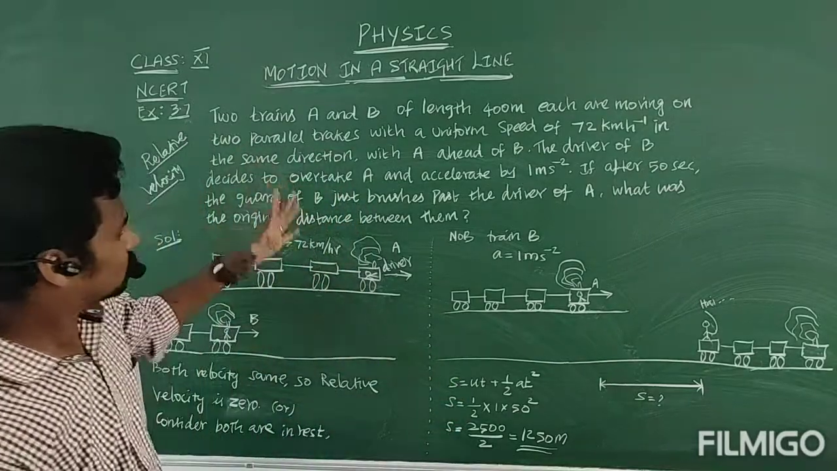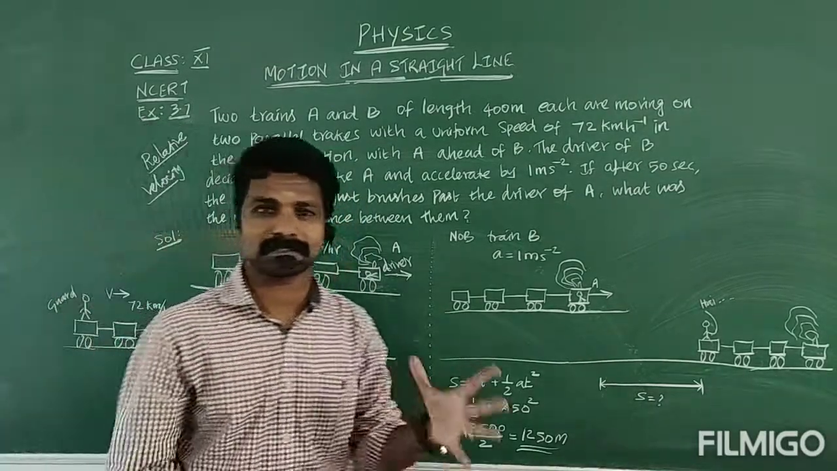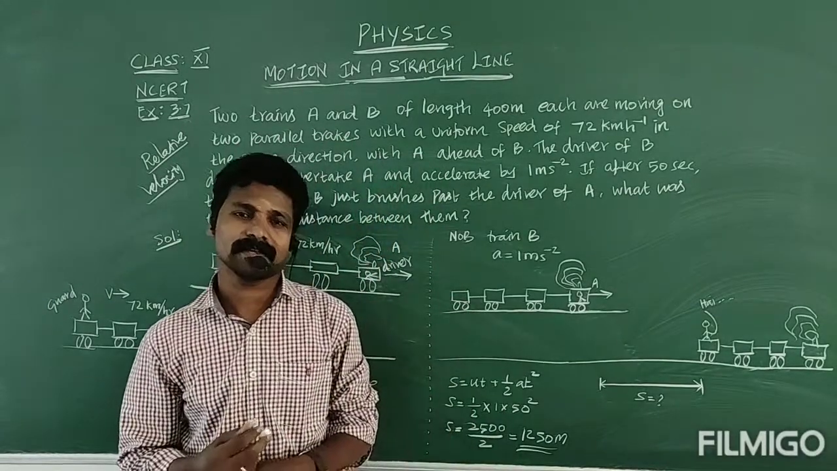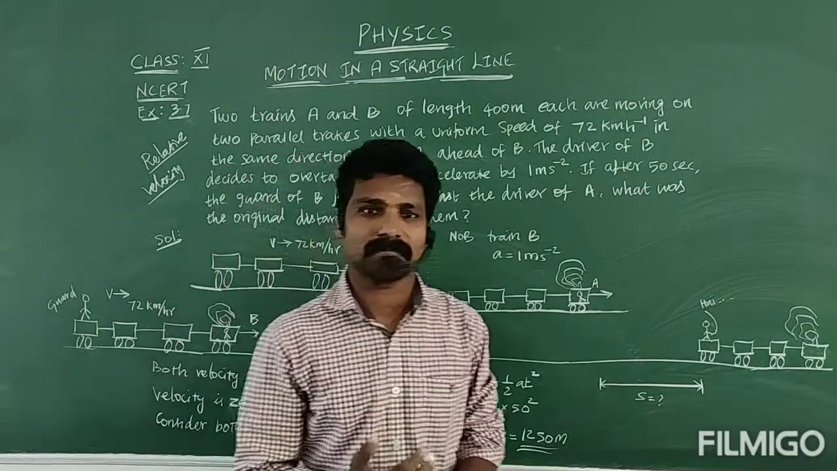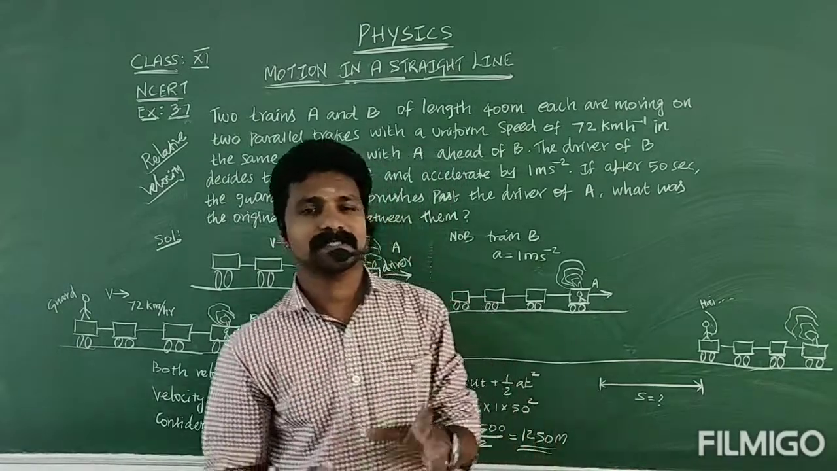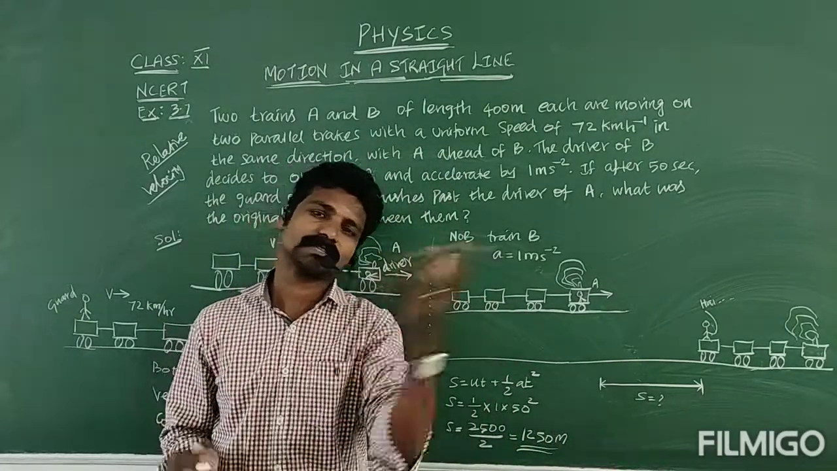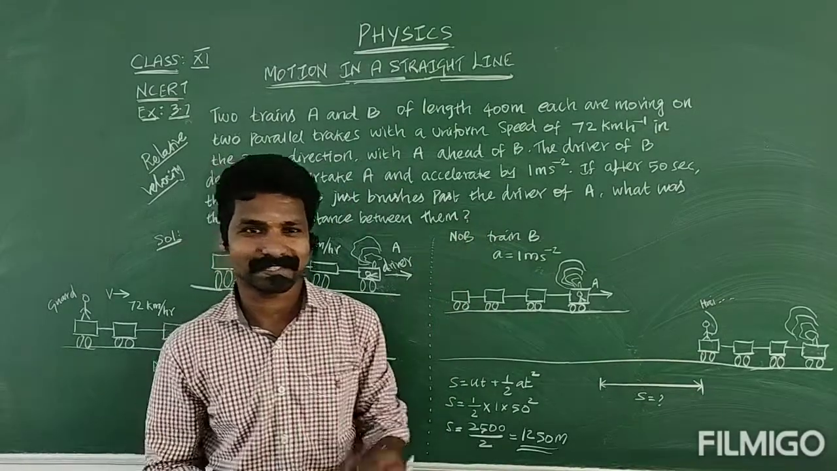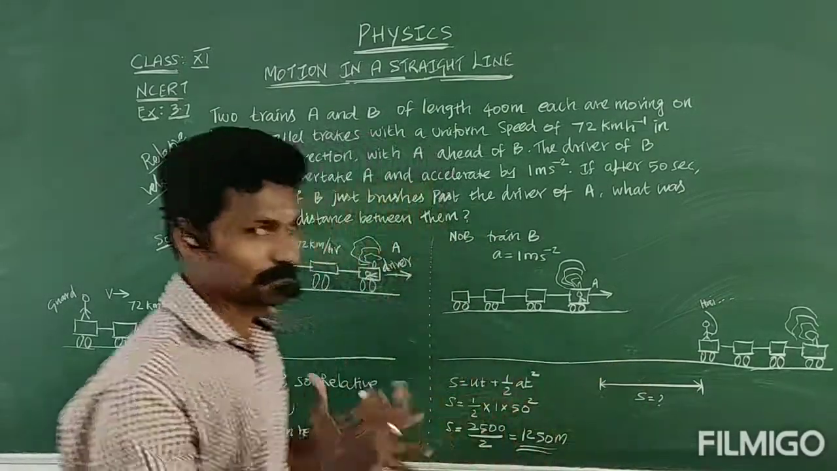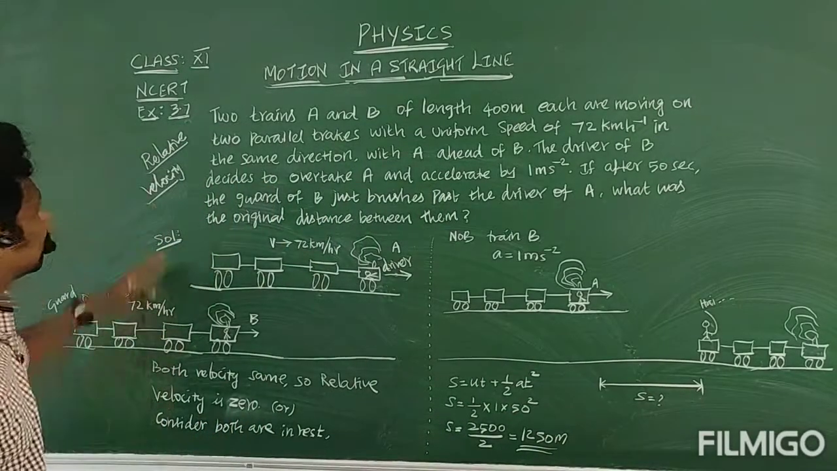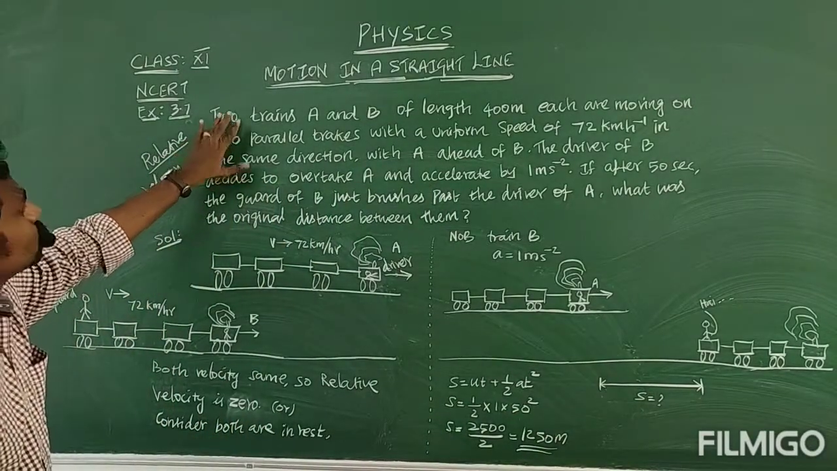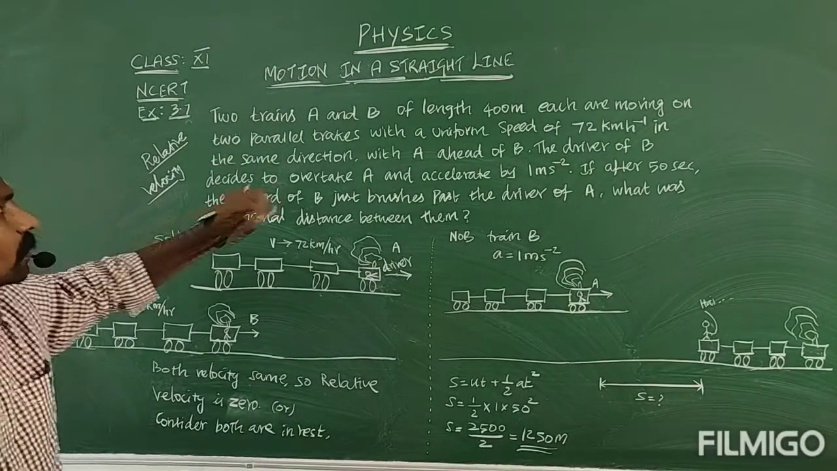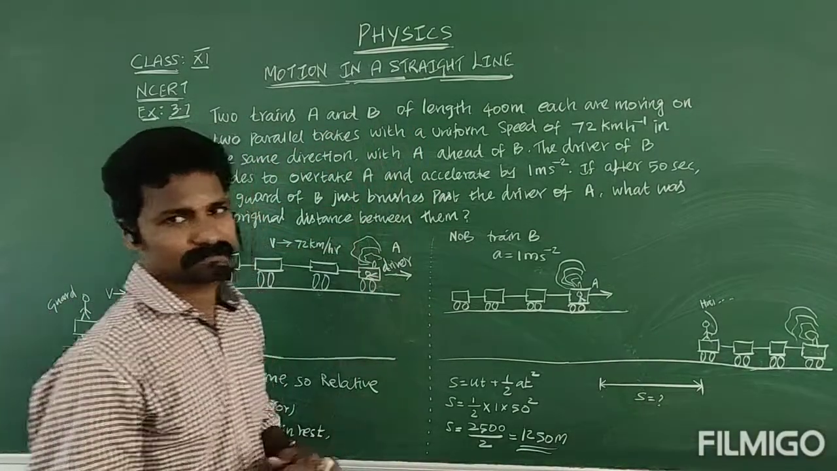If you observe the question, we feel somewhat difficult. But if you understand the concept, it is highly easy. Within 2 steps you can get the answer. See that interesting question. Observe carefully. Listen. Two trains A and B of length 400 meter.